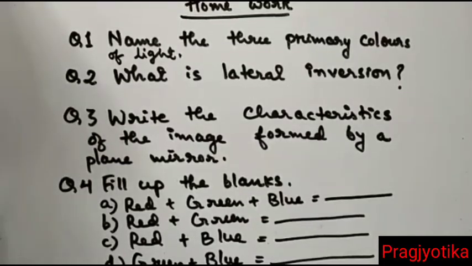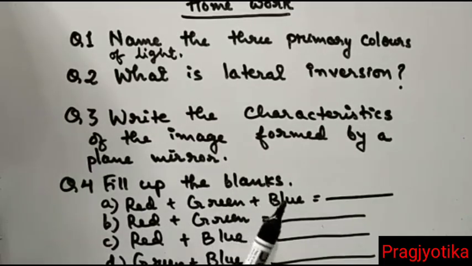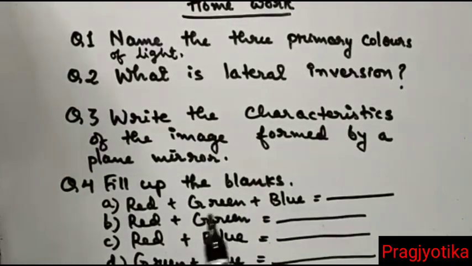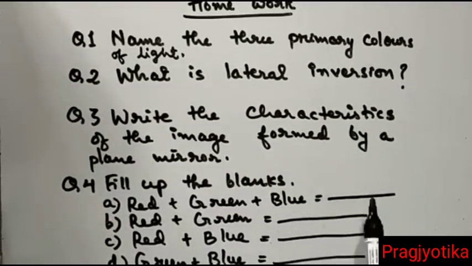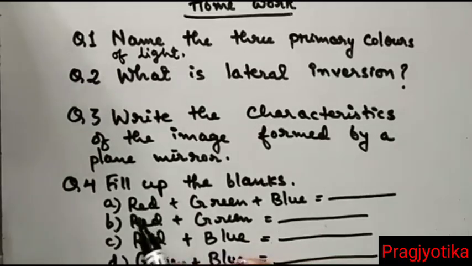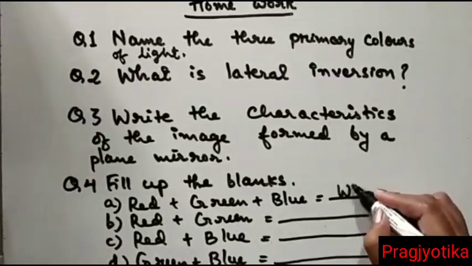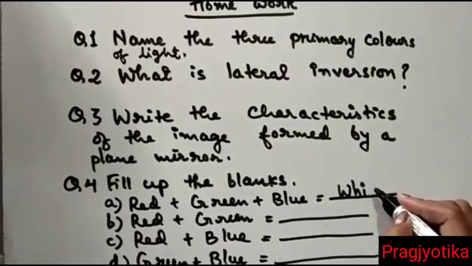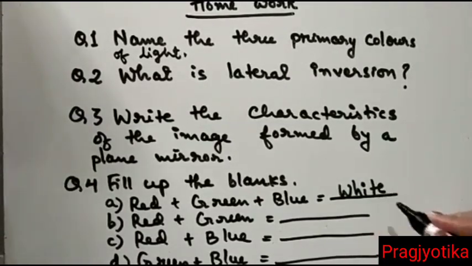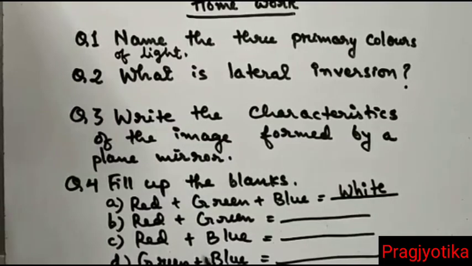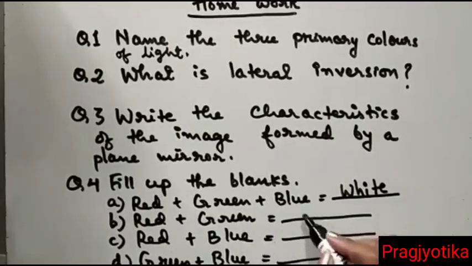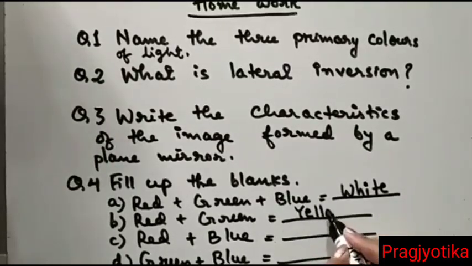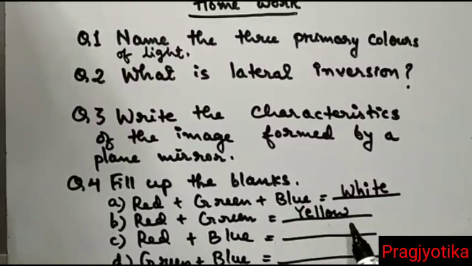Now come to question number 4. Fill up the blanks. Number A is red plus green plus blue color is equal to what? Red, green, blue equals to white color. So when we add red, green and blue color, we get white color. Now come to number B. Red plus green color is equal to what? Red plus green is equal to yellow. When we add red and green, we get yellow color.